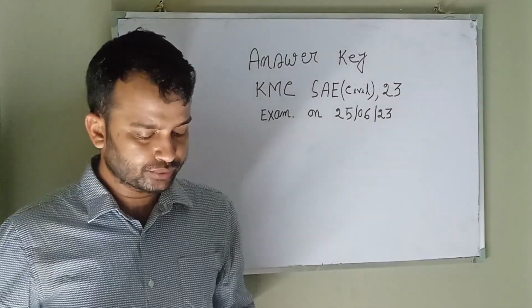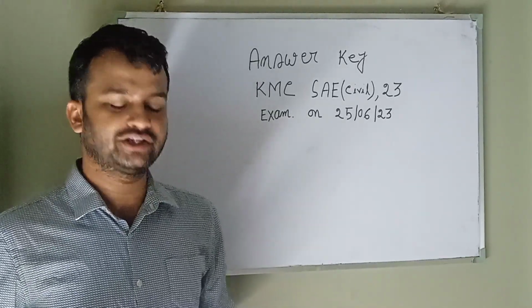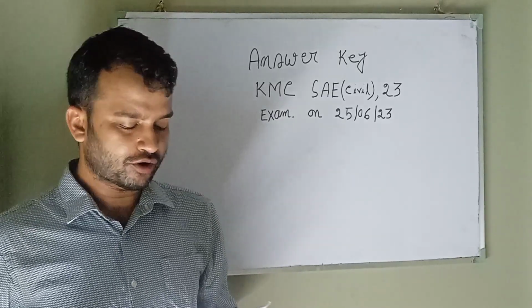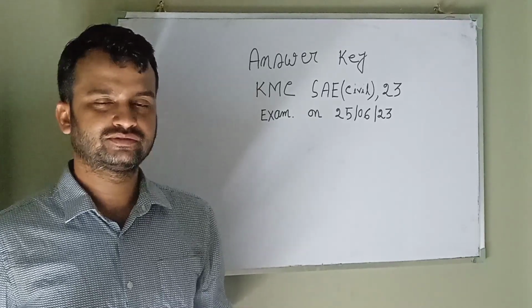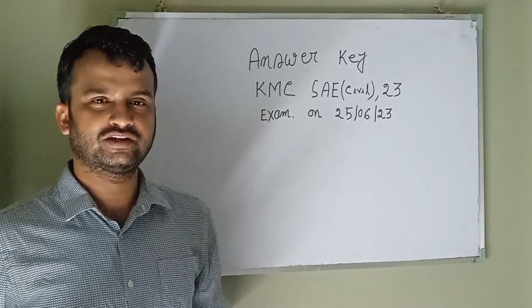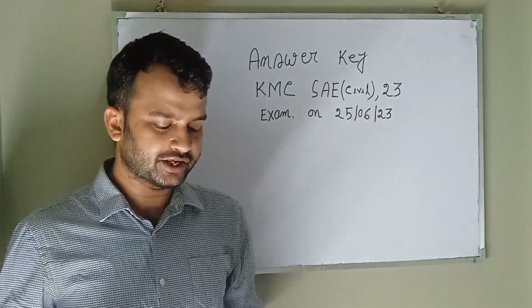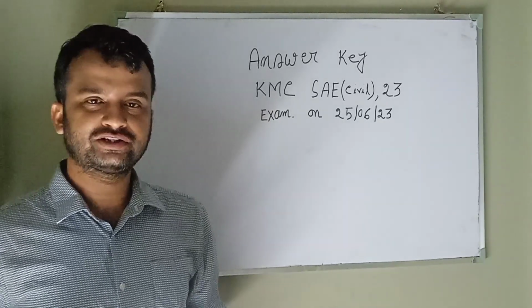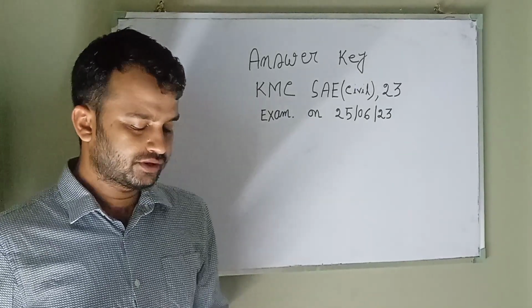Next, question number 12. Original cost of property minus depreciation is: option A book value, option B market value, option C salvage value, option D scrap value. Which one is correct? Any guess? I hope all of you have got the correct answer. So here the correct answer is option A, book value. If you subtract the depreciation from the original cost, you will get the book value.